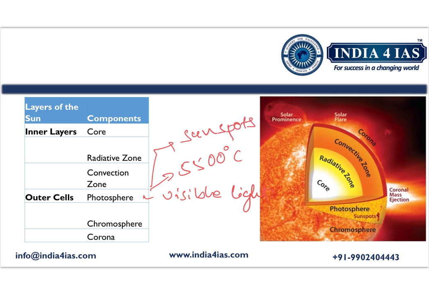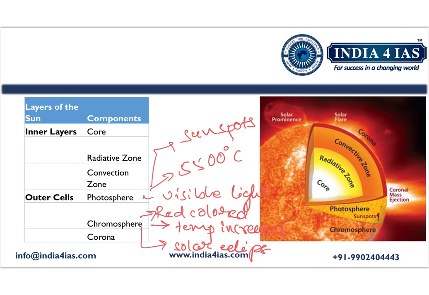Then surrounding photosphere, we have a chromosphere. So it is a red colored layer above the photosphere, and temperature increases with altitude in chromosphere. It is visible only during solar eclipse. So during normal days we cannot see the chromosphere.